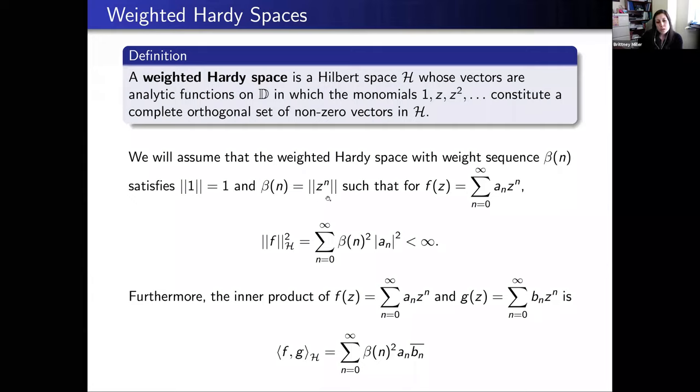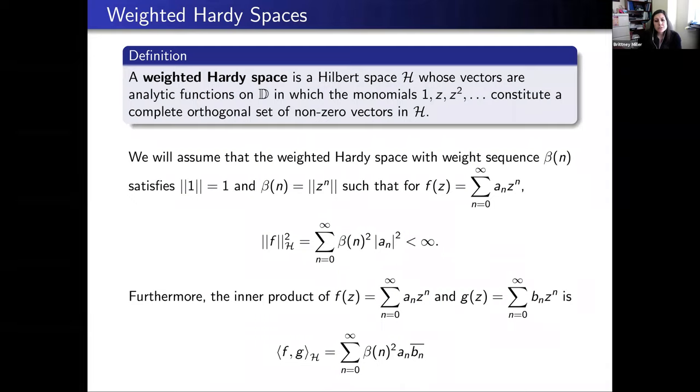But more generally, if we pick a weight sequence, we'll call it beta of n, to be the norm of the monomial z^n, then we can define the norm squared on f in this way, where we're summing the squares of the weights with the squares of the moduli of the coefficients. And again, we can write down a nice inner product for these.